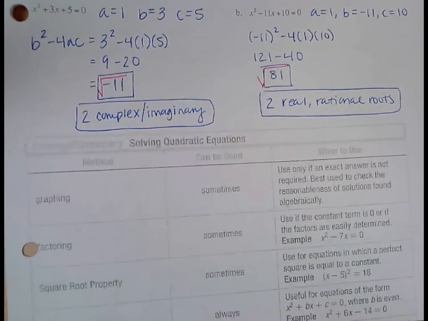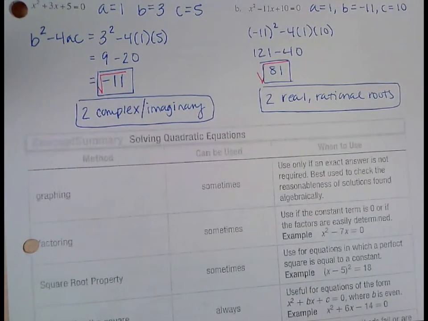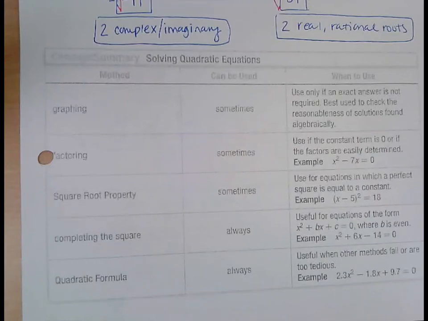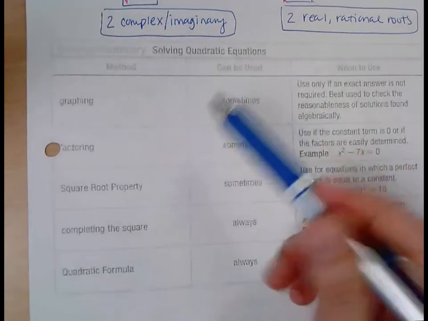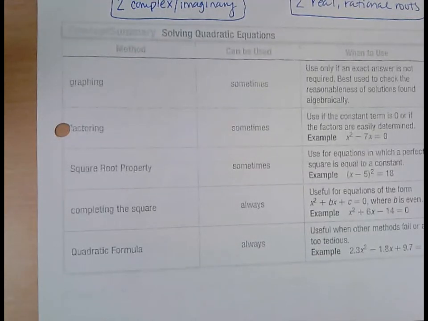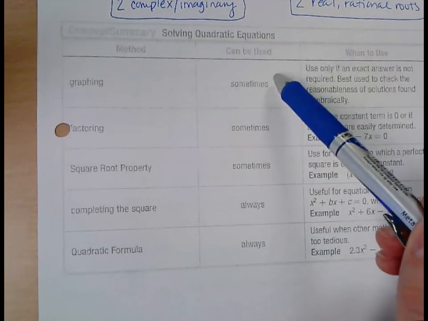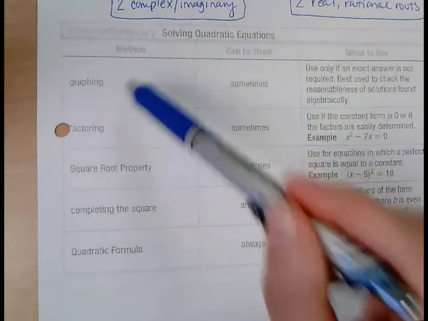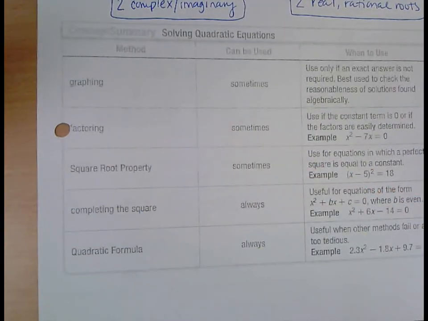Okay, so understand how to use the quadratic formula, understand what the discriminant means, and then what this chart specifies. I'm not going to read through it word for word with you. It's for your reference. This just shows the 5 methods we've used to solve quadratic equations. What I want to point out is graphing can be used sometimes, but if your solutions are imaginary or even irrational, a graph is not going to help you find what they are. So graphing is really best used if you have x-intercepts that are integers.